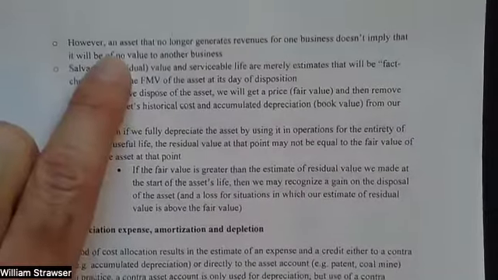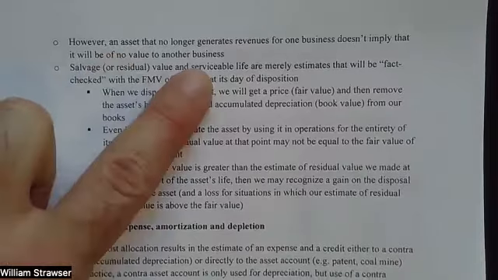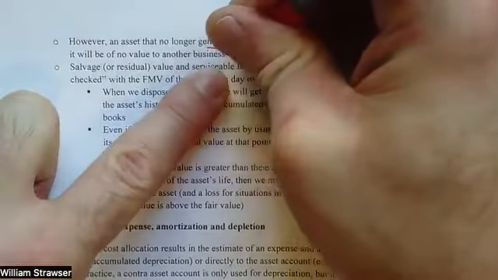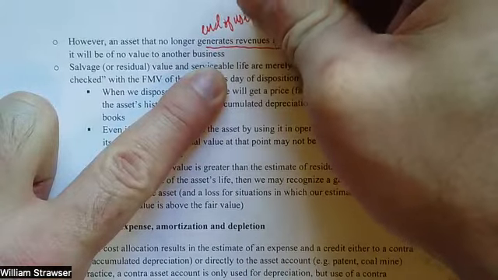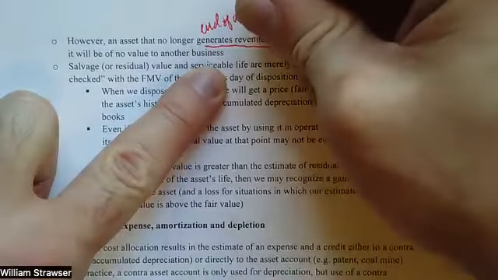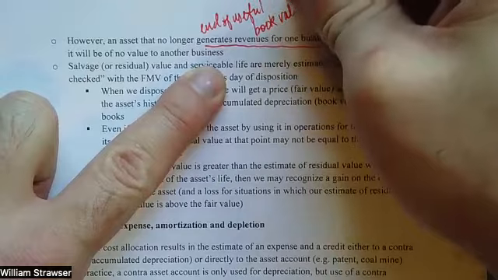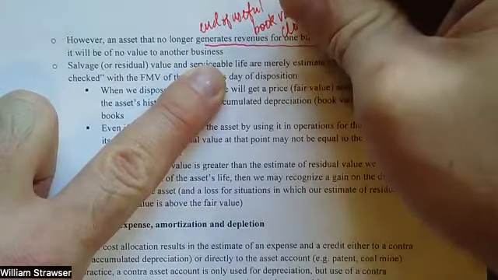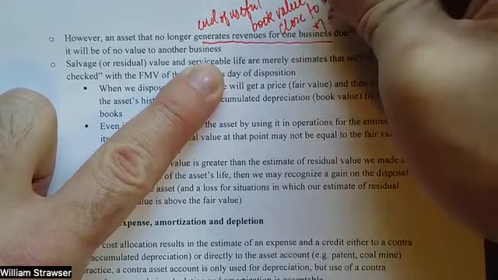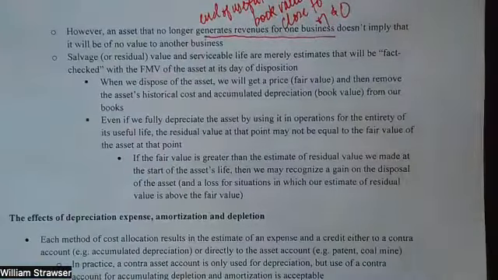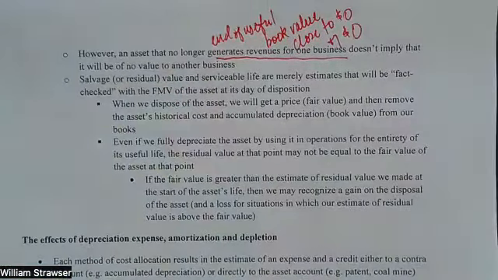If, for example, the asset no longer generated revenue for one business, which means that we're at the end of the useful life, and consequently the book value would be close to zero or zero if there's no salvage, it doesn't imply that another business couldn't use it in their operations and therefore find value. Therefore, they would want to buy it.